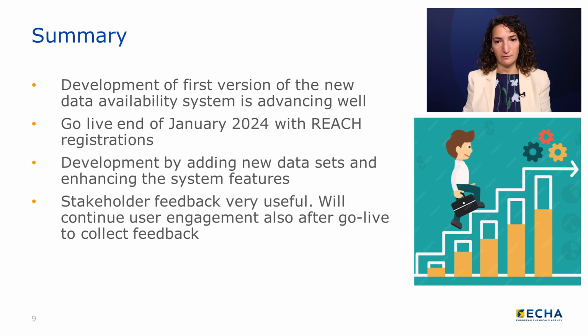To summarize the first part of the presentation, the development of the first version of the new data availability system is progressing well. After this slide, I will guide you through a live demonstration. The go-live of the new system with rich registration data is foreseen for the end of January 2024. We will continue the incremental development of the system over the coming years by adding new datasets and enhancing the system features. Finally, the feedback collected during the previous stakeholder engagement activities has proven very useful. We will continue engaging our users also after the go-live to collect additional feedback.